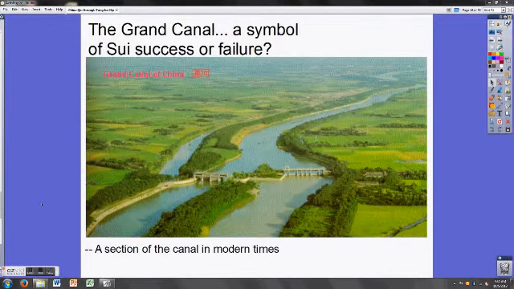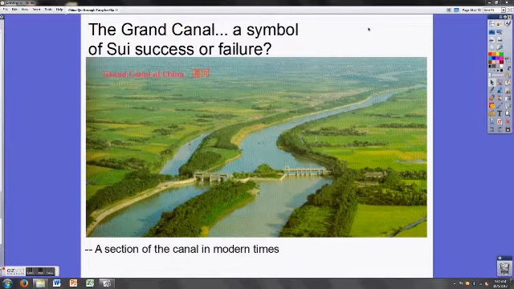Alright, so remember when I gave you that Chinese dynasty song? You might want to pull that back out again, because the one thing you want to remember about the Sui dynasty, even though it didn't last that long, is that it created this, the Grand Canal.